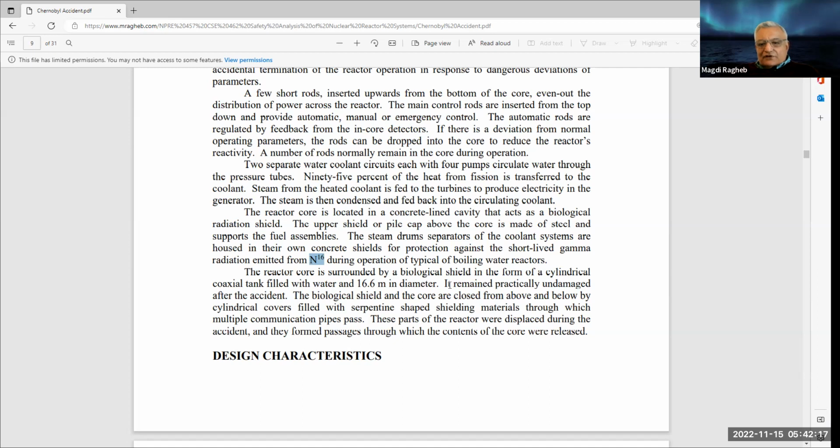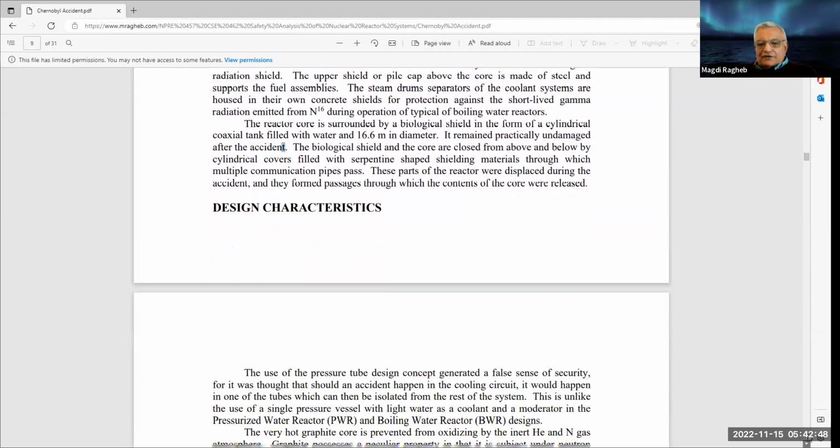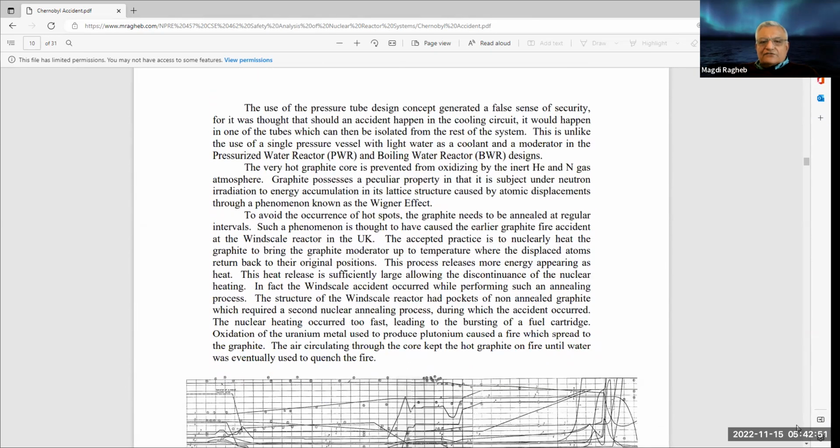The reactor is surrounded by a biological shield that is a tank filled with water 16.6 meters in diameter. The biological shield and the core are closed from above and below by cylindrical covers filled with serpentine-shaped shielding material through which multiple communication and instrumentation pipes would go. These parts of the reactor were displaced during the accident. They formed passages through which the contents of the core were released, and of course, radioactivity was released big time to the environment, in the same way as what happened in the Sellafield or Windscale accident that we discussed earlier.